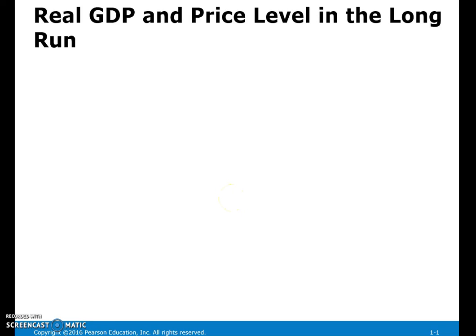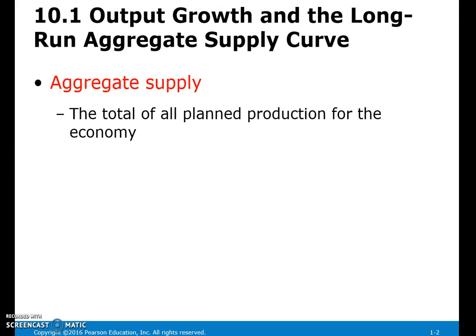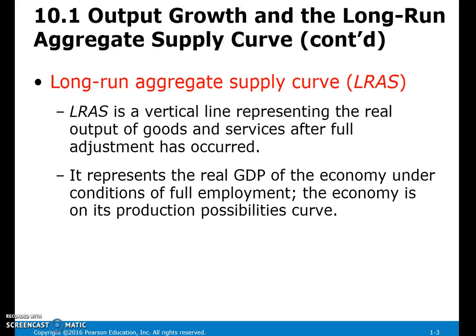Today we're going to be talking about real GDP and price levels in the long run. First we want to talk about what aggregate supply is. It's the total of all planned production for the economy and can be represented by an aggregate supply curve. In the long run we have long run aggregate supply, which is a vertical line representing the real output of goods and services after full adjustment has occurred.